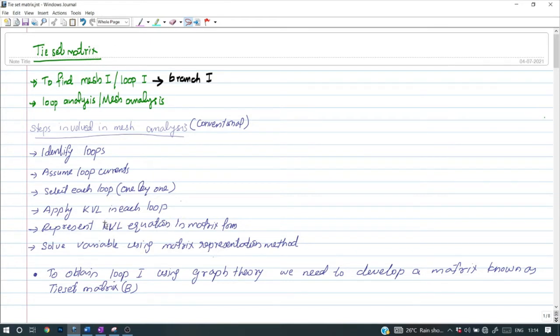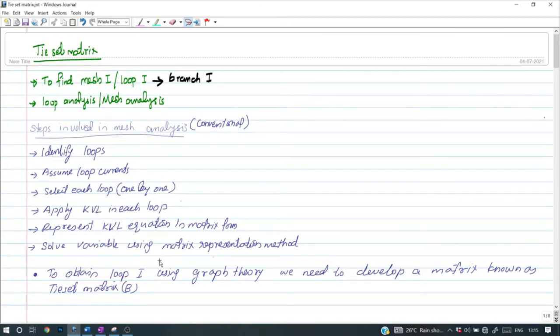That means after applying KVL in each loop, we can obtain simultaneous equations that we need to represent in matrix form and solve these variables using the matrix representation method. So these were the steps involved in mesh analysis in order to solve a given network. Similar to that, the same steps are adopted here also.